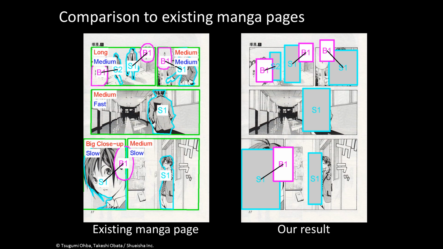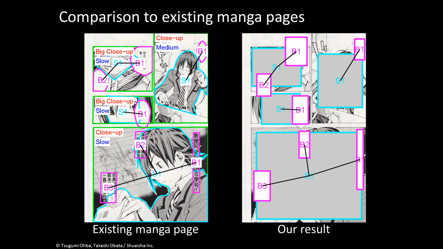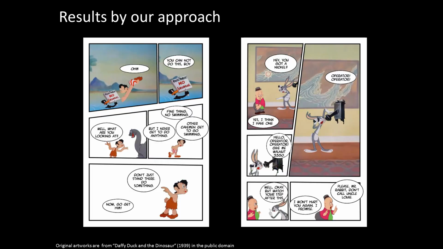Note that our result is quite similar to the existing one. This demonstrates that our method can effectively model the relationship between subjects, balloons, and panel semantics like shot type and motion state. We show another comparison. We show more results by our approach.